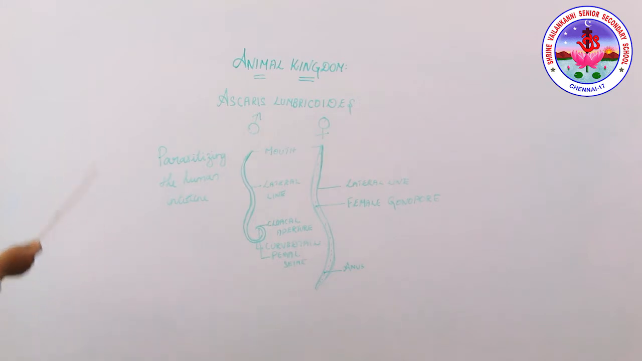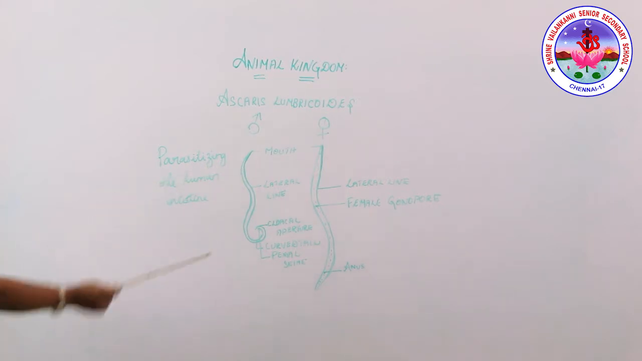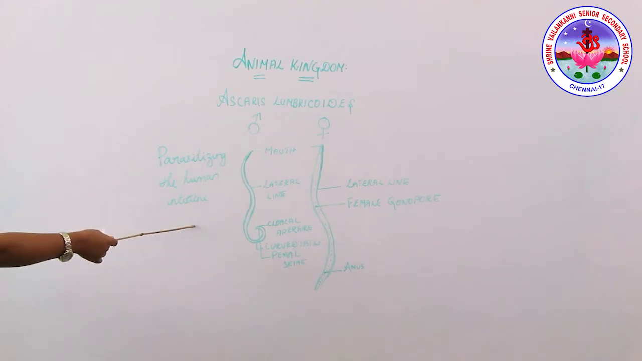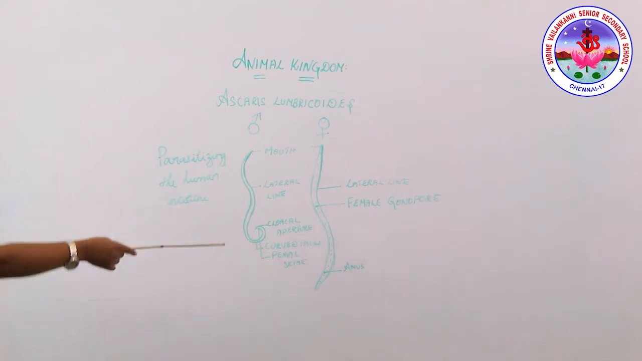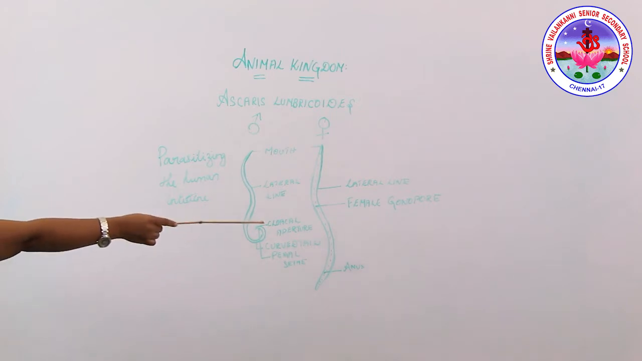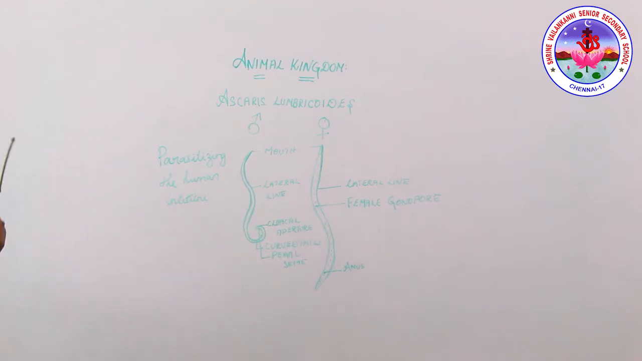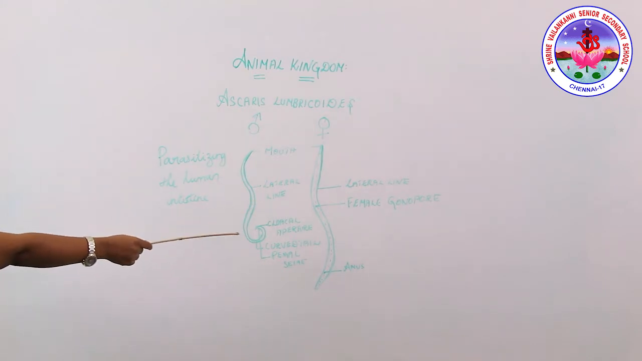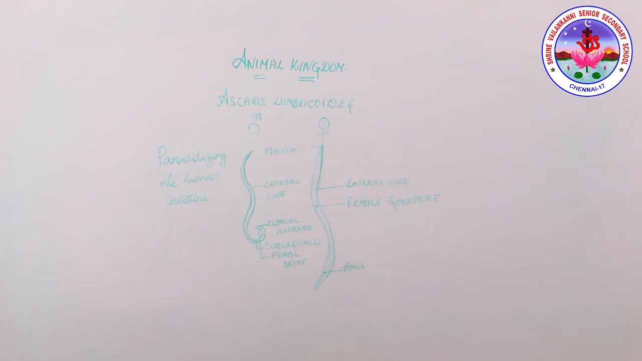Now we are going to study the morphology. The adult roundworm resembles the earthworm. It is elongated, tapering at both ends, the anterior being thinner than the posterior. A freshly excreted worm is yellowish pink in color, which gradually changes to white. What is the size? The adult male is 15 to 30 cm in length, whereas the adult female is 20 to 40 cm. The male is very short compared to the female; the female is longer.